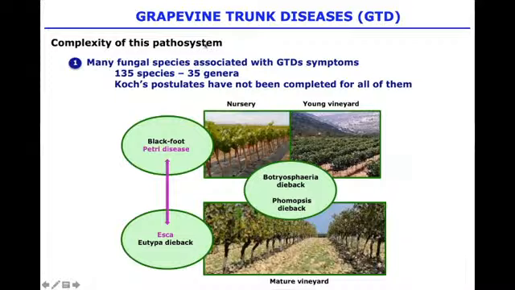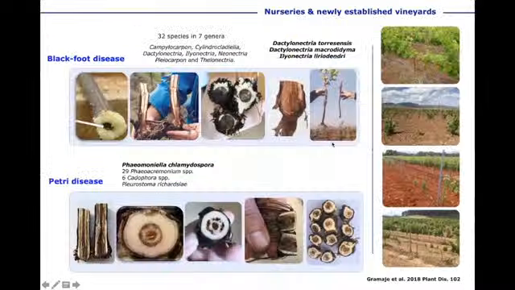This pathosystem is very complex for different reasons. To date, up to 135 fungal species belonging to 35 genera have been associated with GTD worldwide, although Koch's postulates have not been completed for all of them. However, GTD fungi account for the largest group of pathogens known to infect grapes. Petri disease and blackfoot affect young grapevines, whilst the diseases Eutypa, Botryosphaeria, and Phomopsis dieback and Esca affect mature grapevines. Botryosphaeria and Phomopsis dieback can also affect planting material and young vines.